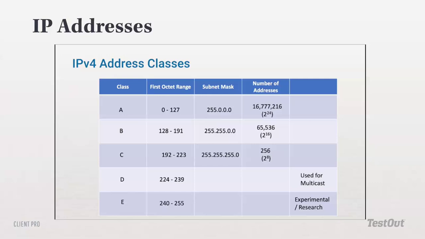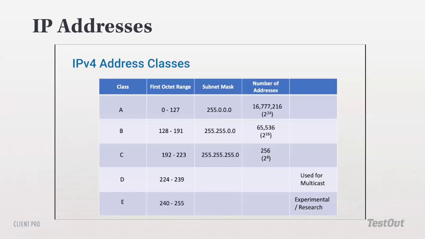Class D is for multicasting. So if you're sending something not to everybody, not a broadcast, but to different computers along the internet, Class D addresses will be used. And then Class E would be for experimental or research, so you don't really see those addresses at all.